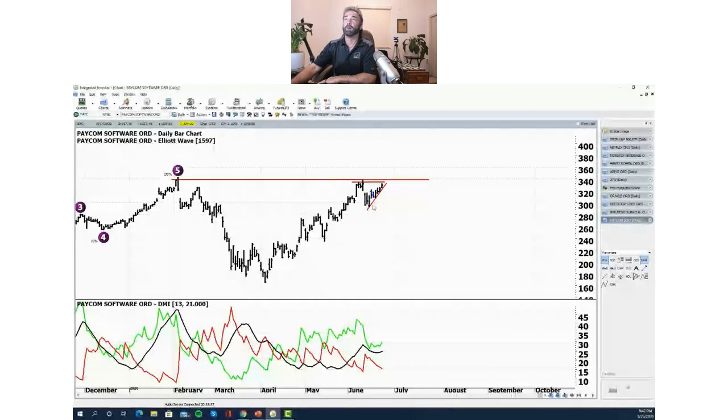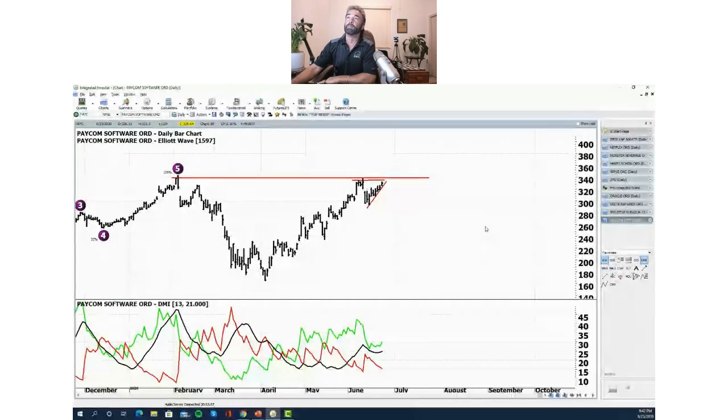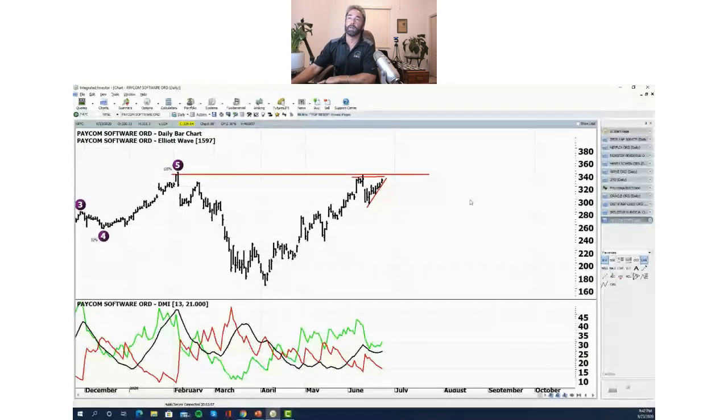Now you can say, well, that coincided with the market. Well, is that the reason why? Just because the market goes down doesn't mean every stock goes down. Yes, the majority of stocks follow the market, but some stocks move in the opposite direction. Money has to move and rotate somewhere.